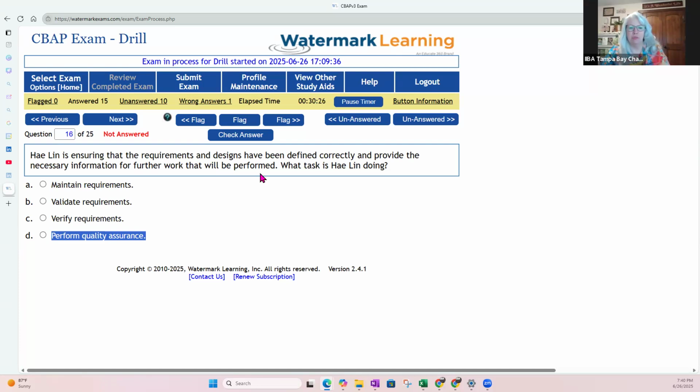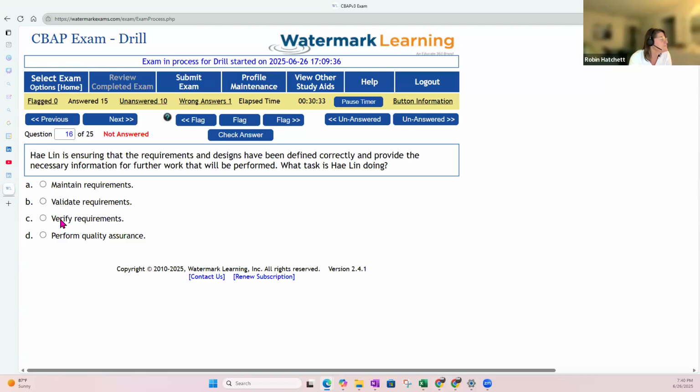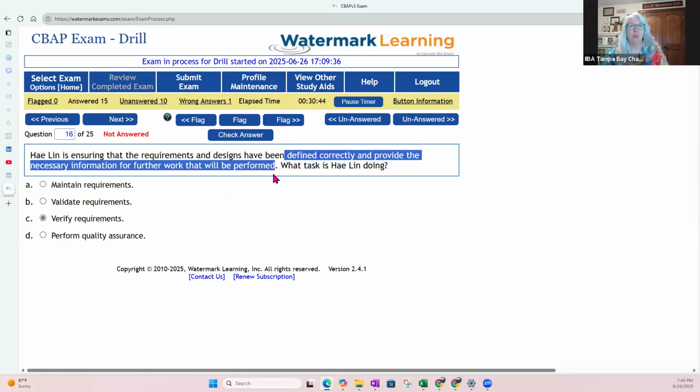What is that the definition of? What is that the purpose of? Verify requirements. Yep. Everybody agree? If you're talking about quality of requirements, it's verify. They've been defined correctly and provide necessary information for further work. Is that quality? Validate, if you're defining them to make sure they're correct. Well, I don't know. Validate and verify are very similar. Yeah, they are similar, and it doesn't say that.